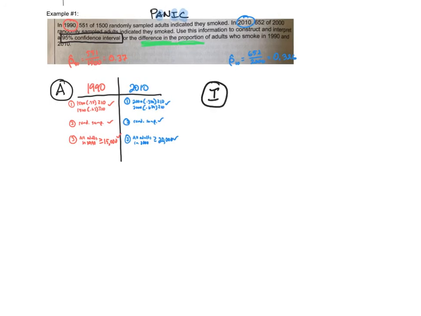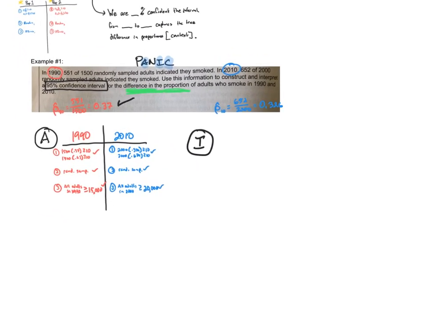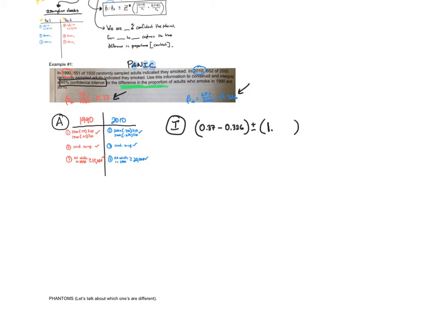Let's go to the interval calculation. Now we're going to use this basic idea right here, P1 minus P2, and then we're going to start looking up all the things. So I'm going to call 1990 my P1, and my P2 is going to be the 2010. So 0.37 minus 0.326, plus or minus Z star. Go look at your Z or T table, go down to the infinity line and find 1.960 above the 95% critical value level.